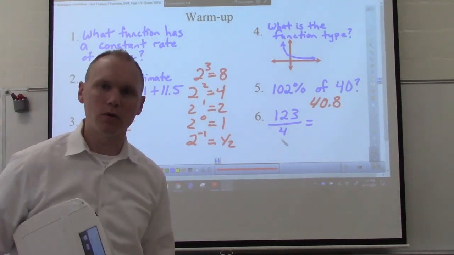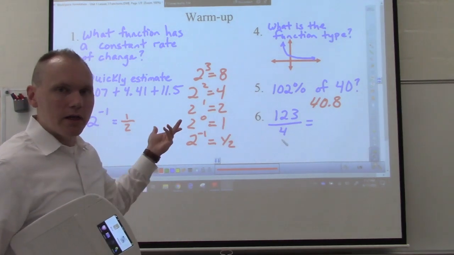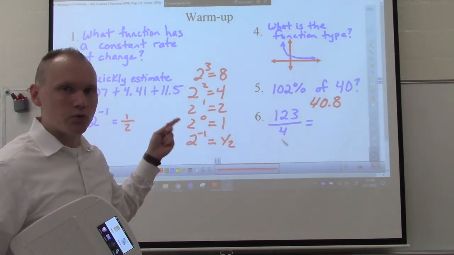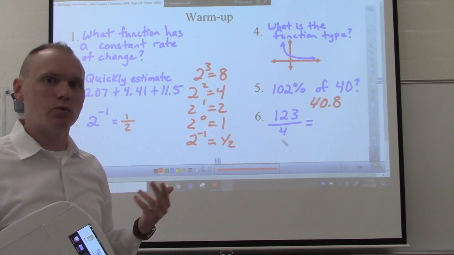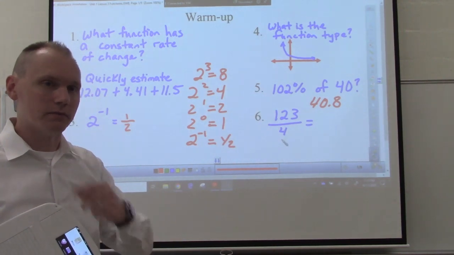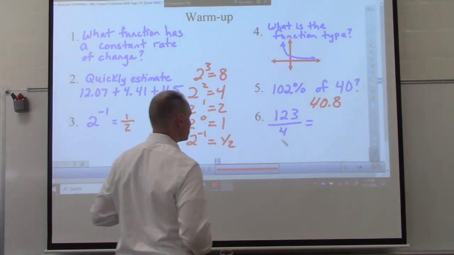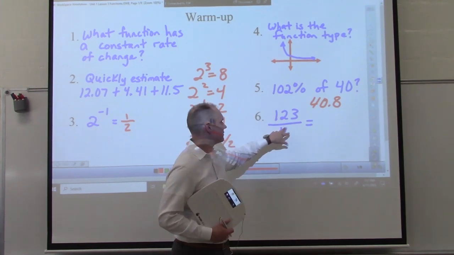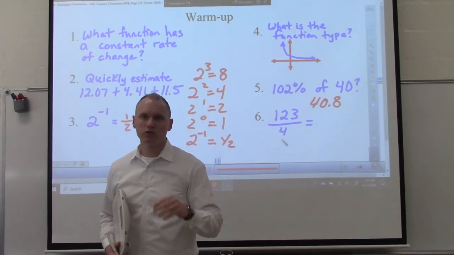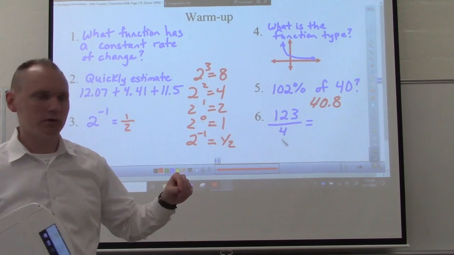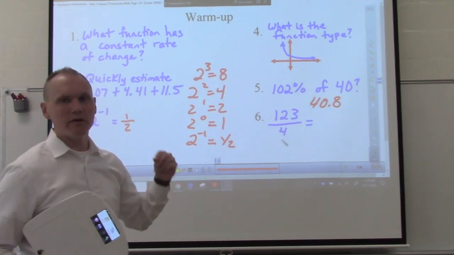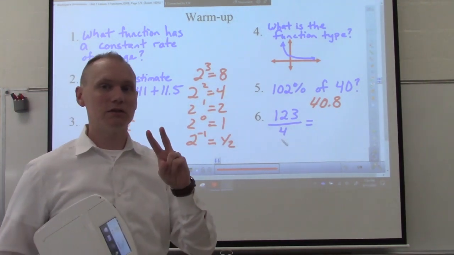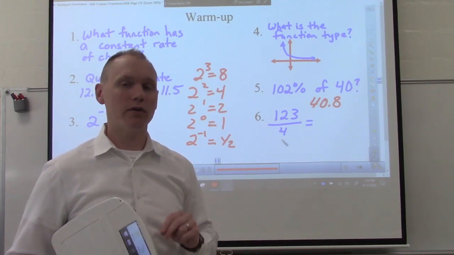123 divided by 4. In the last problem, we multiplied by 2 twice in order to multiply by 4. So what do you think we could do here? That's right, we could divide by 2 twice. So 123 divided by 4, we can divide by 2 twice and get the same result. So 123 divided by 2 is 61.5.